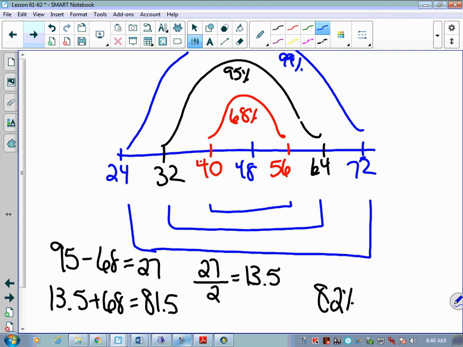So is my number going to end up being the same? Yes. I should still get 82%, because it's still 95 minus 68 is 27. 27 divided by 2 is 13.5. Add that back to the 68 whole that I have, getting 82%. So we understand all of that then. Okay?